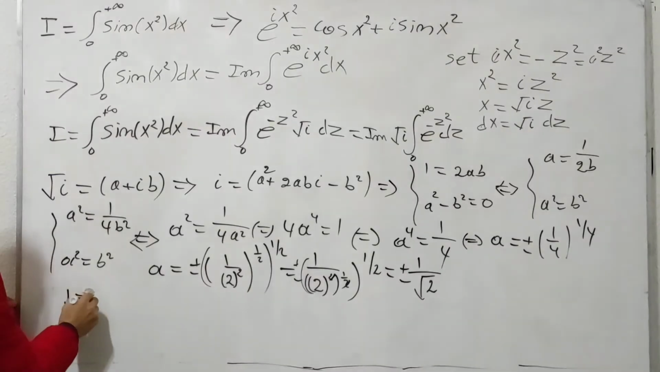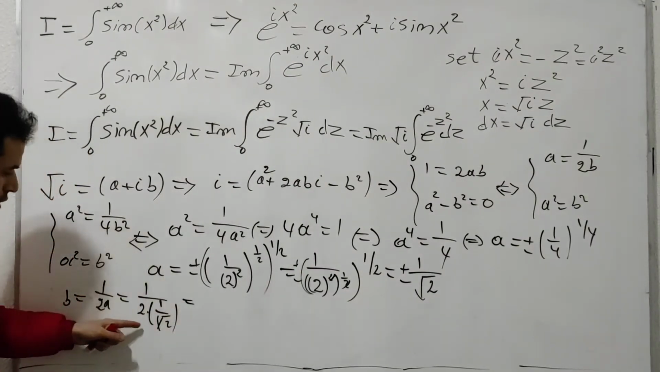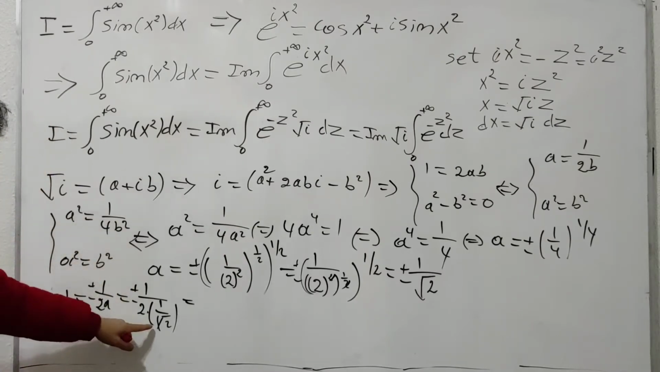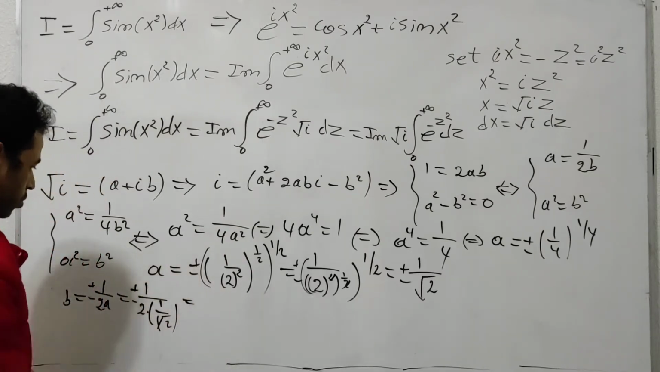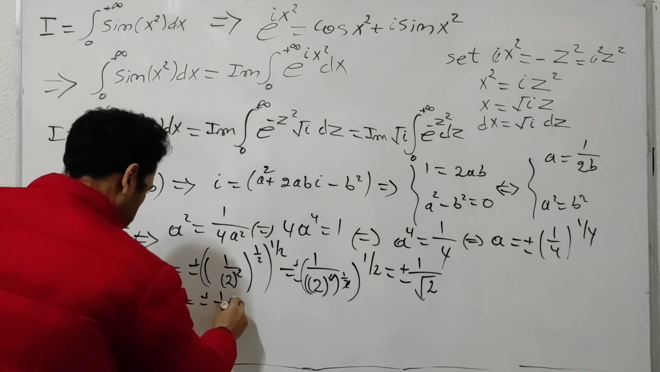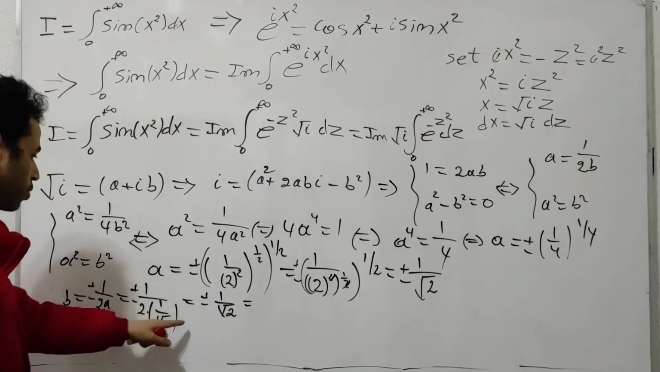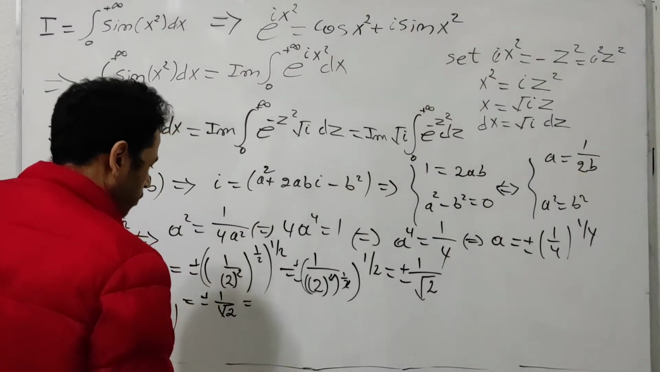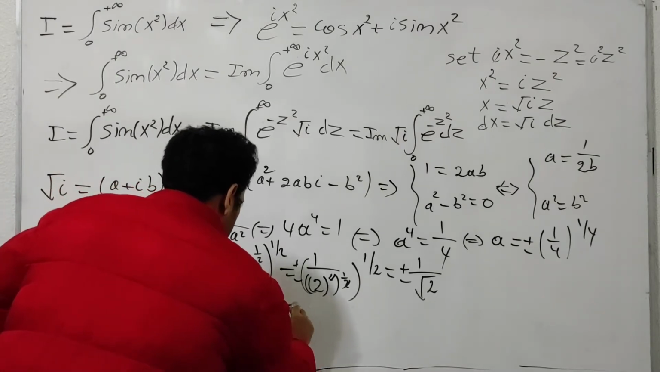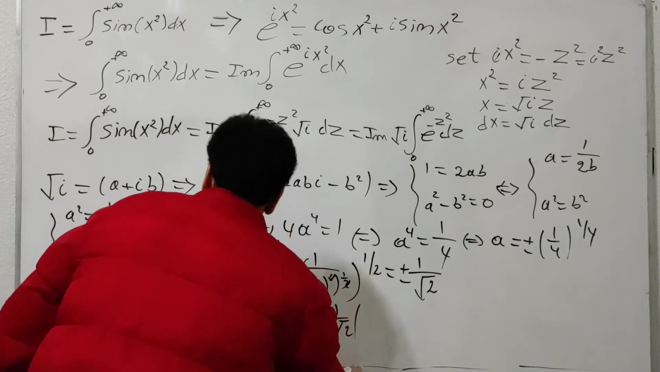Okay, b equal to 1 over 2a, 2 plus or minus. If you simplify, this one gives us plus or minus 1 over square root of 2. Okay, since in the integral we are talking about a positive number, I'm going to take only the positive solution. So we'll get square root of b equal to 1 over square root of 2.